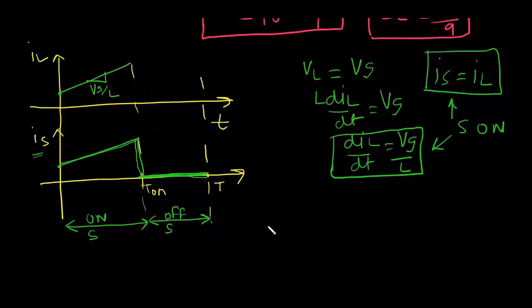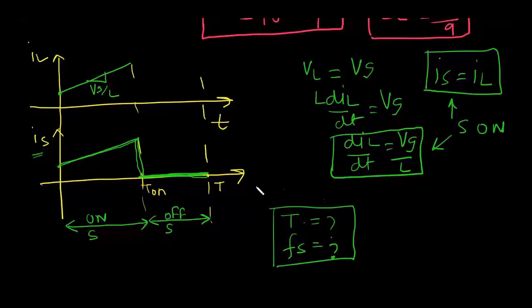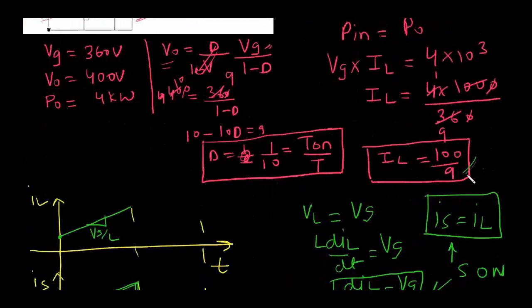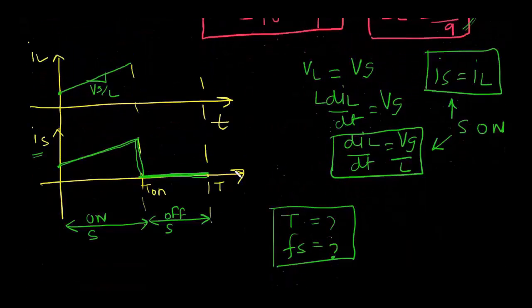There is a trick in this question. We don't know the time interval or switching frequency of the switches. It is not given in the question, but they have given one hint here. They have mentioned the inductor current is continuous, and they have also given the inductance value, which is 10 millihenry, and it is quite high. So the inductor ripple will be very small compared to the average value. We have calculated the average inductor current as 100 by 9. So we can approximate this inductor waveform something like this.